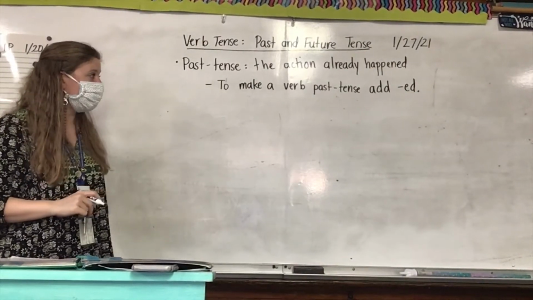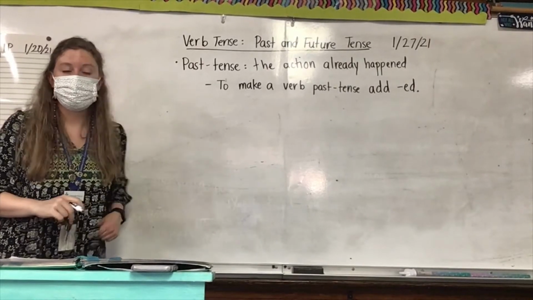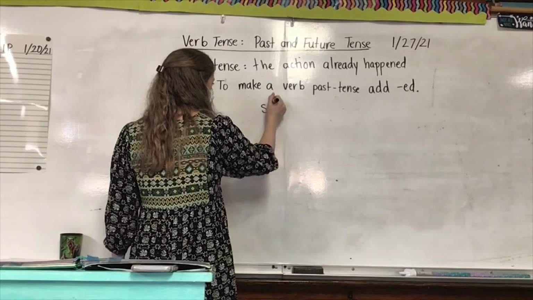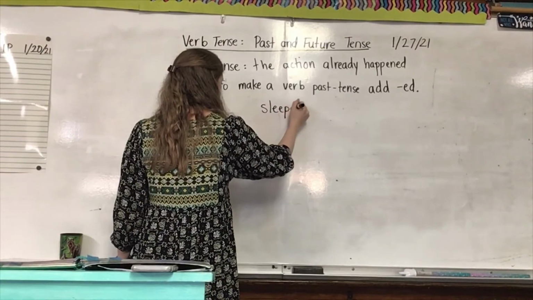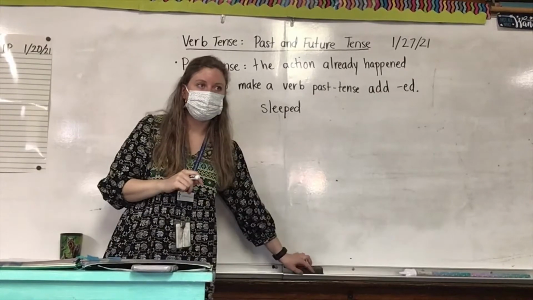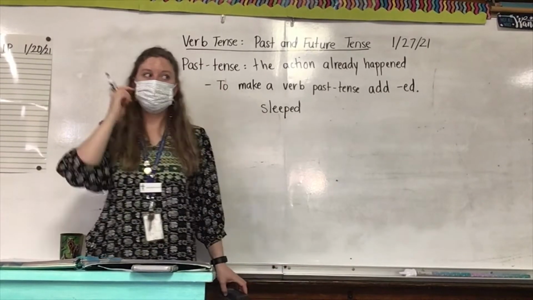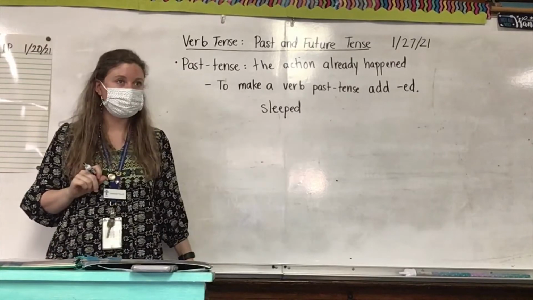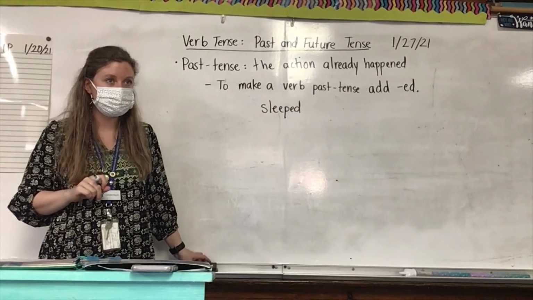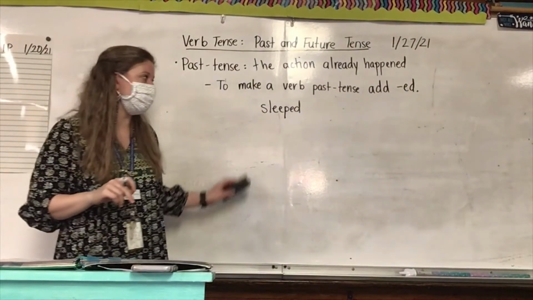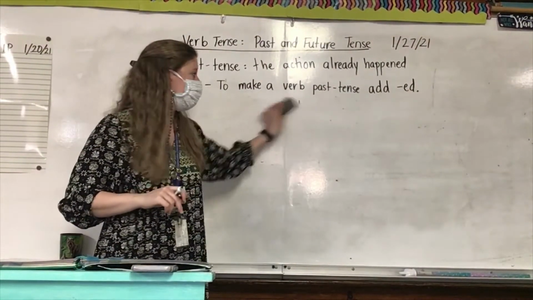To make a verb past tense, you add ed. Now, not every single one. Like we wouldn't say, don't write this, sleeped. So that's a weird one. You'll usually be able to tell that it's a weird one because would you ever say I sleeped over at my friend's house last night? No, we know it's slept.